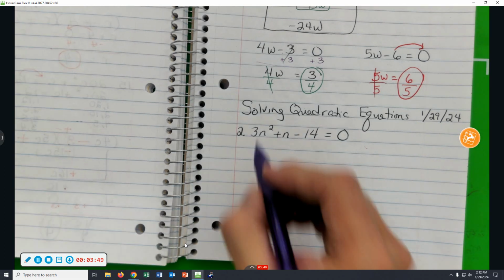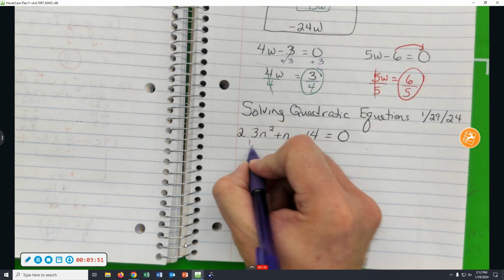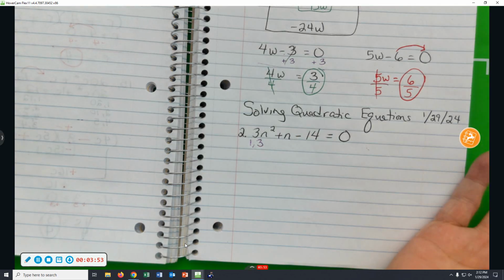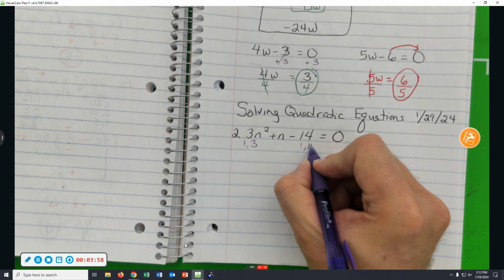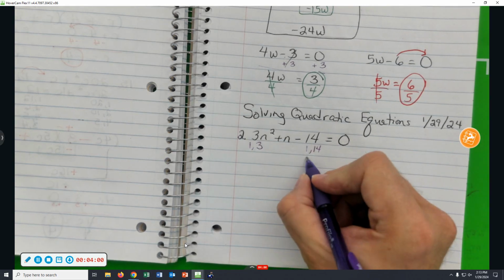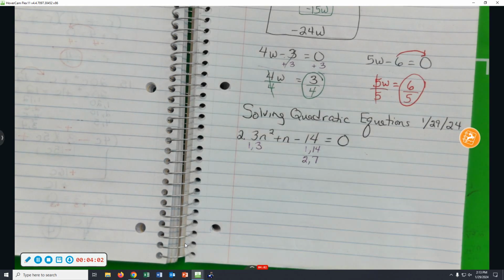Let's see, numbers that multiply together to give 3. Well, there's 1 times 3, and that's it. Numbers that multiply together to give 14: 1 times 14, and 2 times 7.